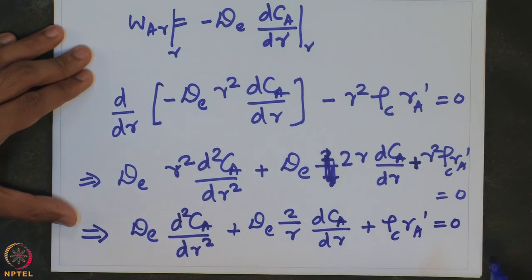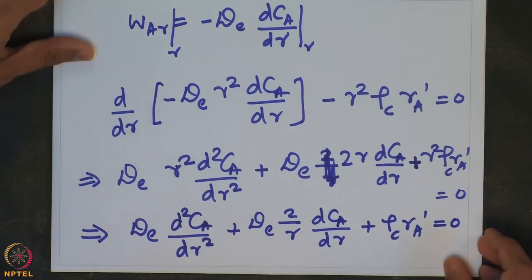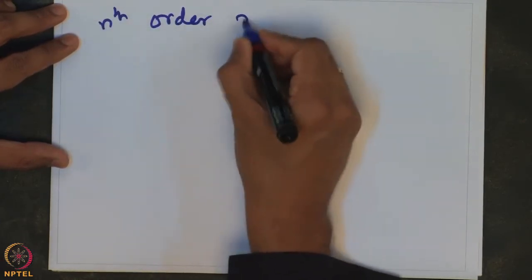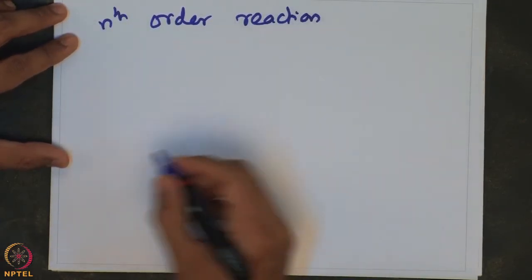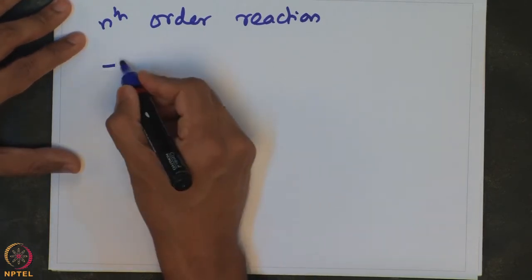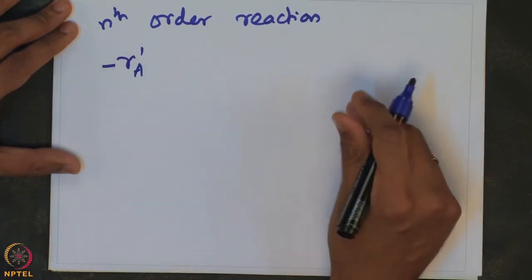So, this is the mole balance, and now I plug in the actual kinetics which may be present. Suppose it is an nth order reaction happening at the surface of the catalyst. Based on the rate definition, minus R A prime, which is the rate based on the weight of the catalyst, can be related to the rate based on the surface area which is available for the reaction to happen.